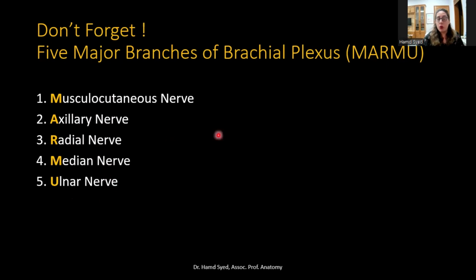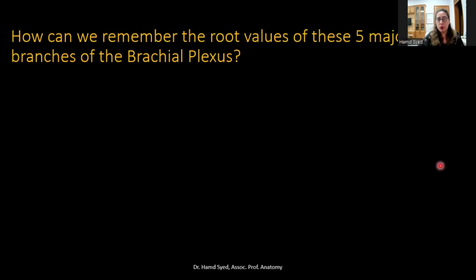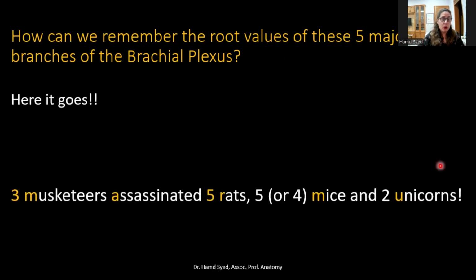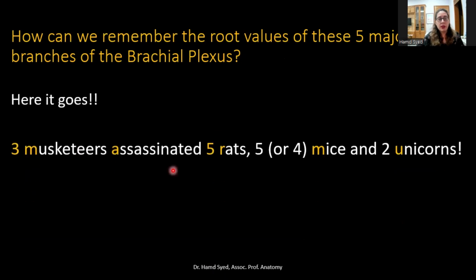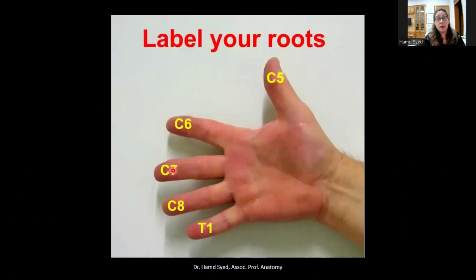And also, if you want to keep in mind the roots of these 5 major branches, then there's another mnemonic, that is the 3 musketeers assassinated 5 rats, 5 mice, and 2 unicorns. You might have heard of this one before. It just helps you remember the roots of the major branches of the brachial plexus. And this is how it's going to happen: you're going to label your roots on your fingers as C5, 6, 7, 8, C8, and T1, like so.